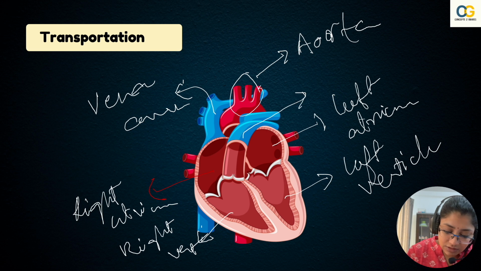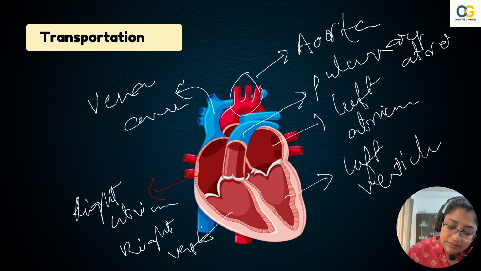This one here is called the pulmonary artery. You might be wondering, why is it an artery given it's blue? Basically, the pulmonary artery, I'll come back to that. And this one here is called the pulmonary vein.